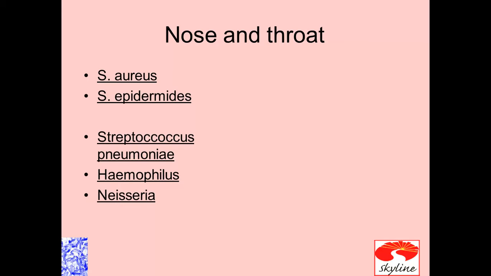In our nose and throat, we have the following microbes: the gram positives like Staphylococcus aureus and epidermidis. Another example is Streptococcus. Streptococcus pneumoniae is actually a very common microbe, particularly in the throat and the upper respiratory tract. We can also see other normal inhabitants such as Haemophilus and Neisseria.